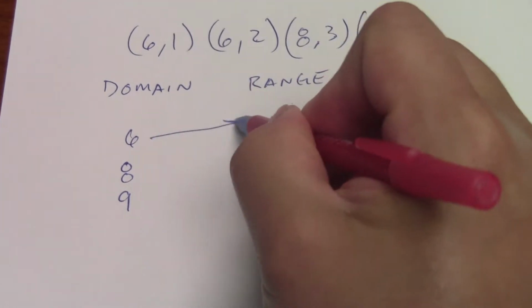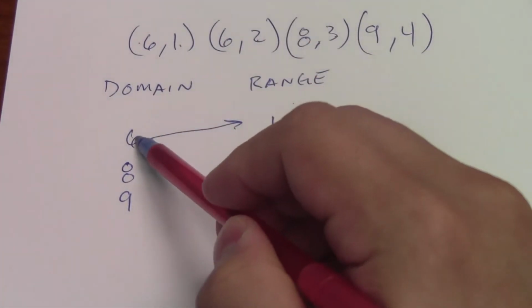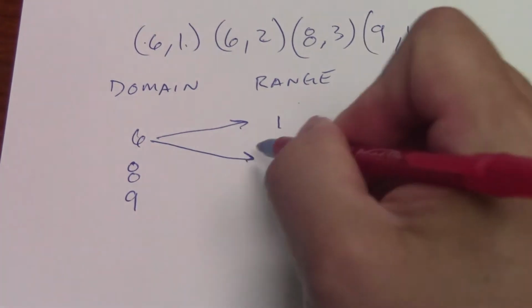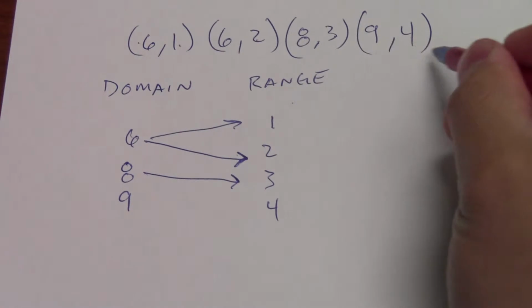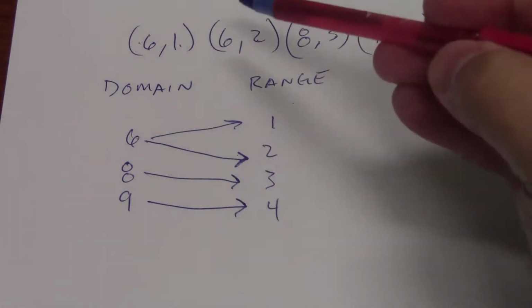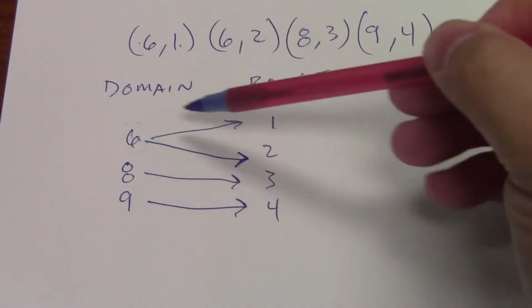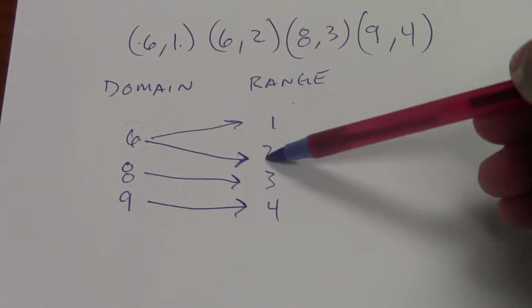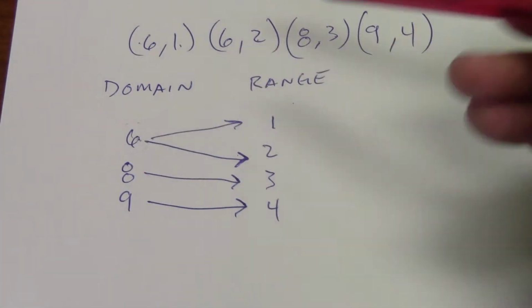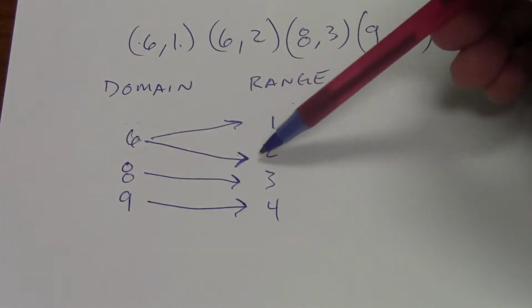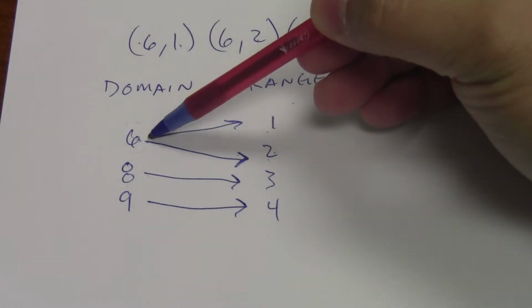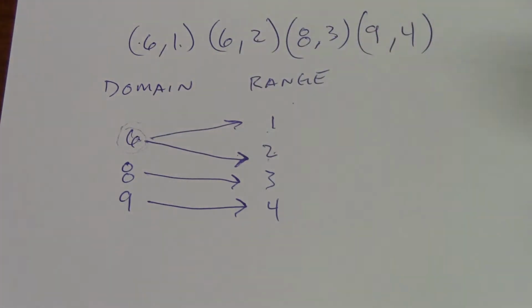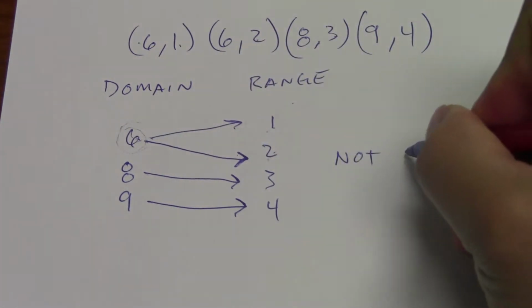All right, 6 goes to 1. 6 goes to 2. 8 to 3. 9 to 4. Now in this case, the domain, this number 6, the arrow went to 2 different places. So if this number goes to two different spots on the range, then it's not a function. All right. So since you have 2 arrows coming off of one number on this side, then we automatically know not a function.